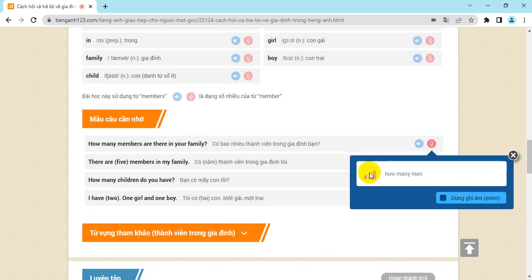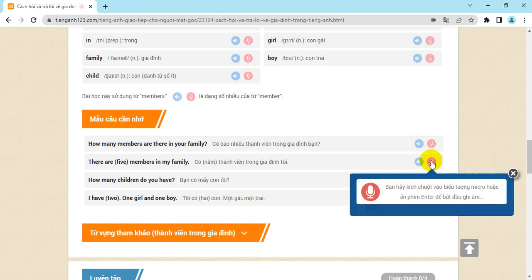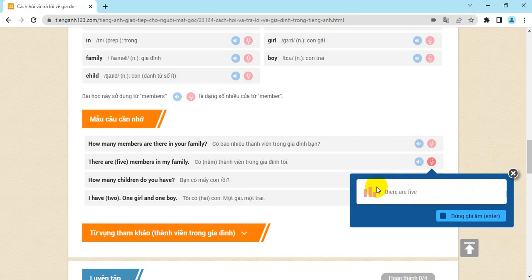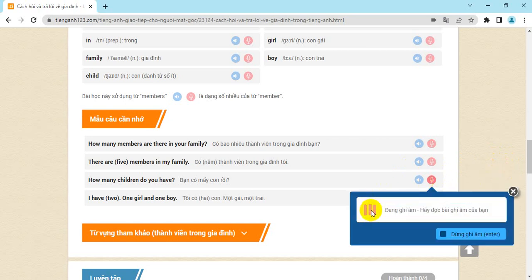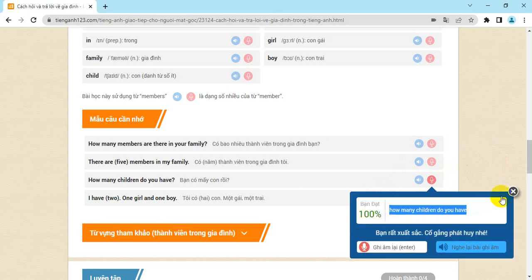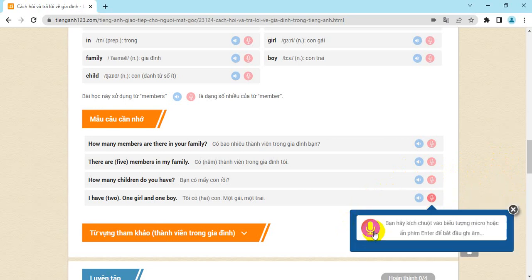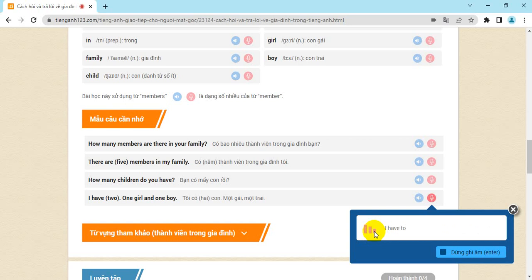How many members are there in your family? There are 5 members in my family. How many children do you have? I have 2. One girl and one boy.